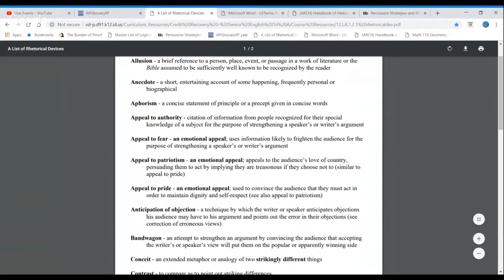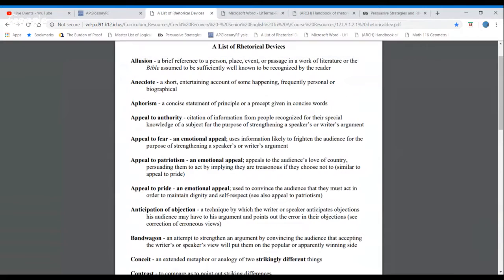Appeal to authority. You see this one a lot. Citation of information from people recognized for their special knowledge of a subject for the purpose of strengthening a speaker's or writer's argument. We get this a lot. Appeal to authority. Like I said, it's a citation of information from people recognized for their special knowledge of a subject for the purpose of strengthening.